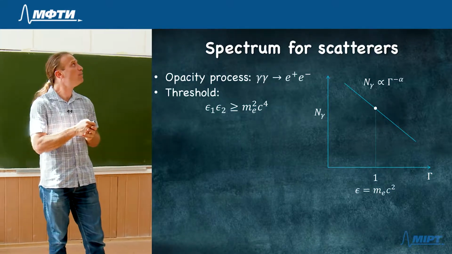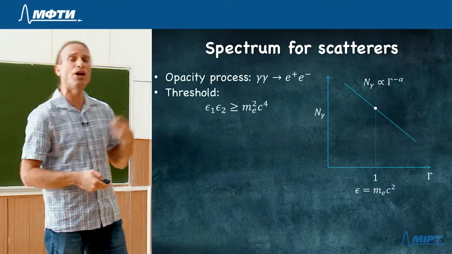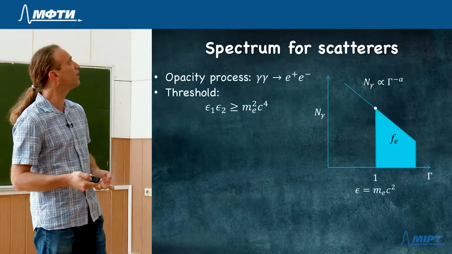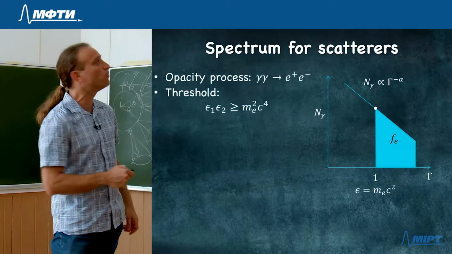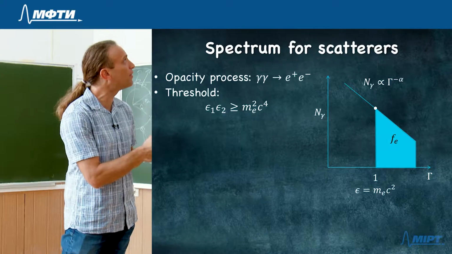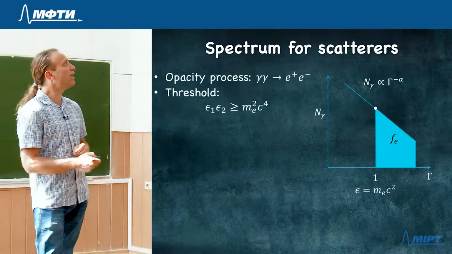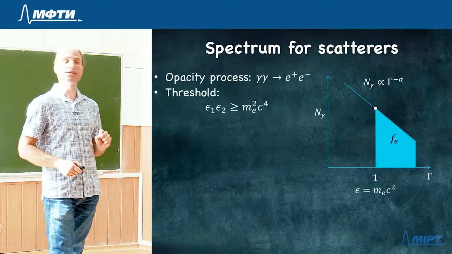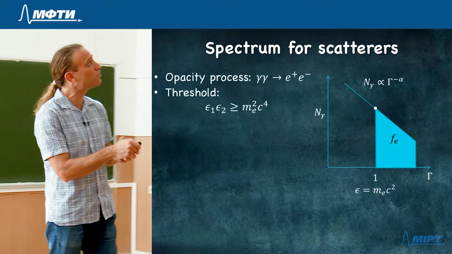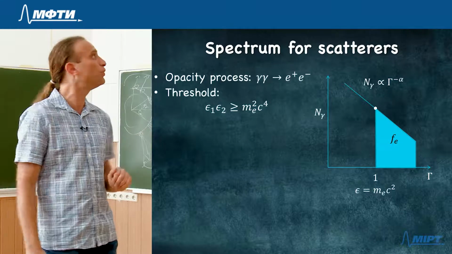I need the multiplication of the energies of the two photons that collide with each other to be larger than m_e squared times c to the 4, the rest-mass energy of the electron squared. Suppose that I have a spectrum within the rest frame of the blob, and this spectrum looks kind of like that. The number of the photons scales like gamma to the power of minus alpha. If the blob was at rest, all photons with energy larger than m_e c squared will produce pairs. So all of this will not be observed, because all of this will produce pairs.